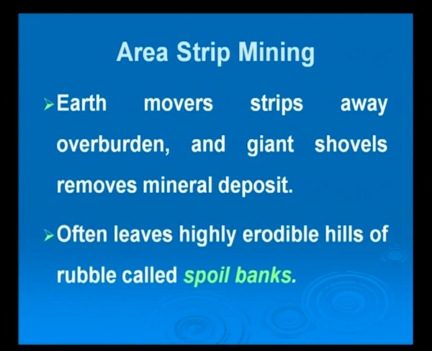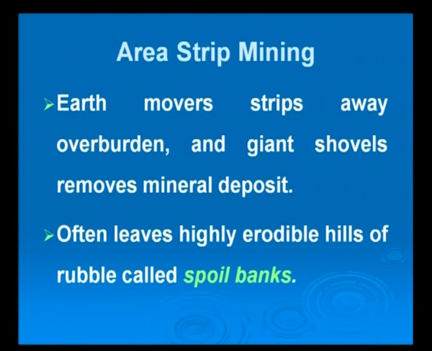And the second one, that is area strip mining, and the earth movers strip away overburden and giant shovels remove the mineral deposit and often leave highly erodible hills of rubble called spoil banks. So, in this, earth movers are stripping away the overburden. That means, suppose at a particular place the material or the ore is available, then first of all strips are made and the overburden is removed, and then the shovels take the ore.